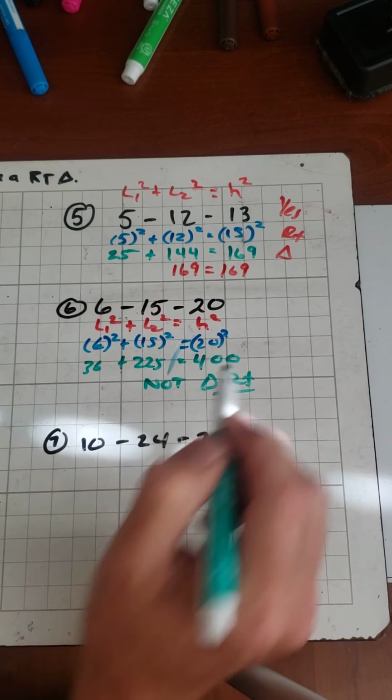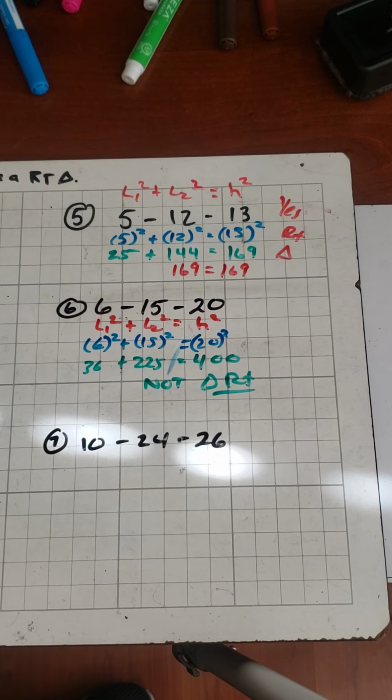Okay, not a right triangle. And again, that's not because it's not a 5, 12, 13. It's because this didn't work out. They don't always have to be exactly the same. I mean, 5, 12, 13s.